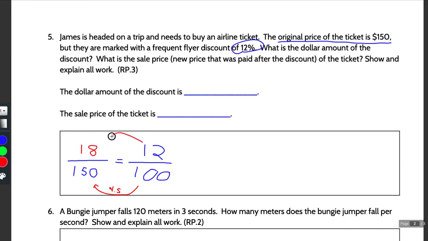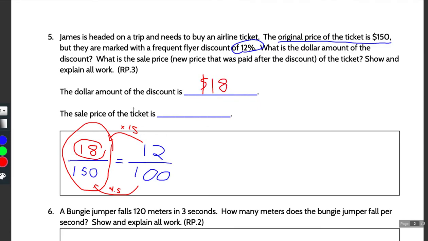Okay, because this is times 1.5. I did that in my head, but you could do 150 divided by 100 and get 1.5. So the dollar amount of the discount is 18, right? This whole fraction is the dollar amounts. This is the 12%. This is 100% of the ticket. So the dollar amount of the discount is $18.